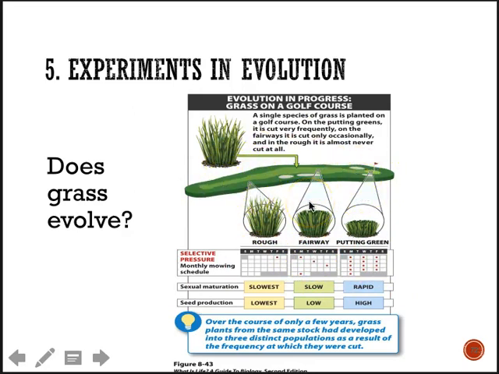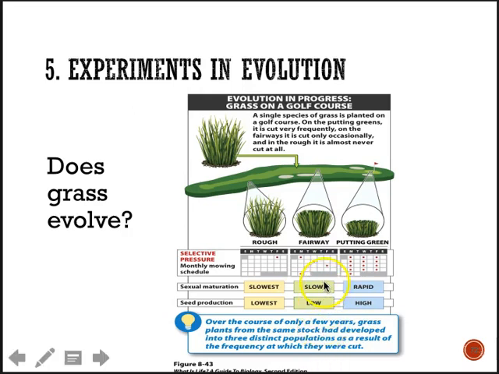But it has evolved because of these different cutting regimens, and because grass has to reproduce by making seeds, the grass in the rough is very slow at sexually maturing and is very low in seed production. Why should it mature fast? It's not being cut except for once a month. There's no reason to force it to reproduce sooner. And yes, grass has to make seeds in order to reproduce.